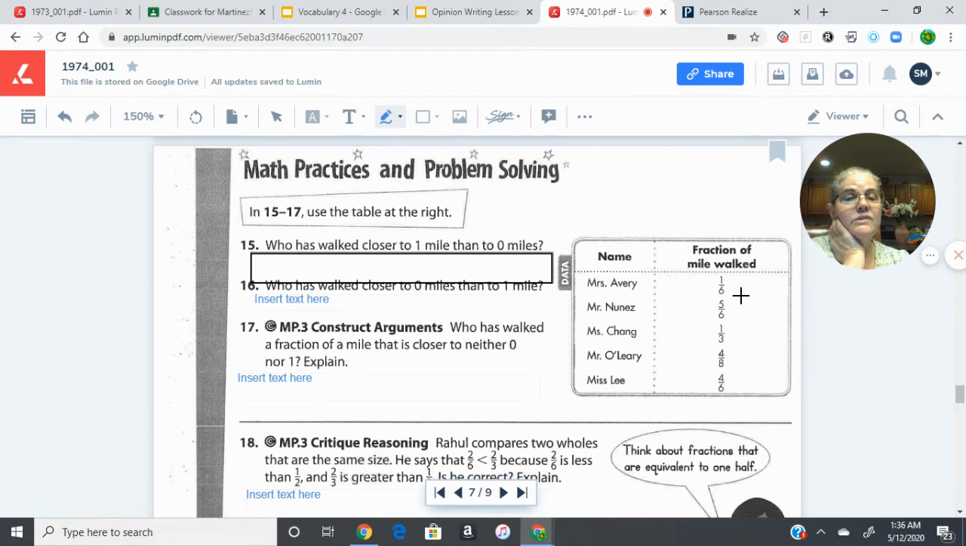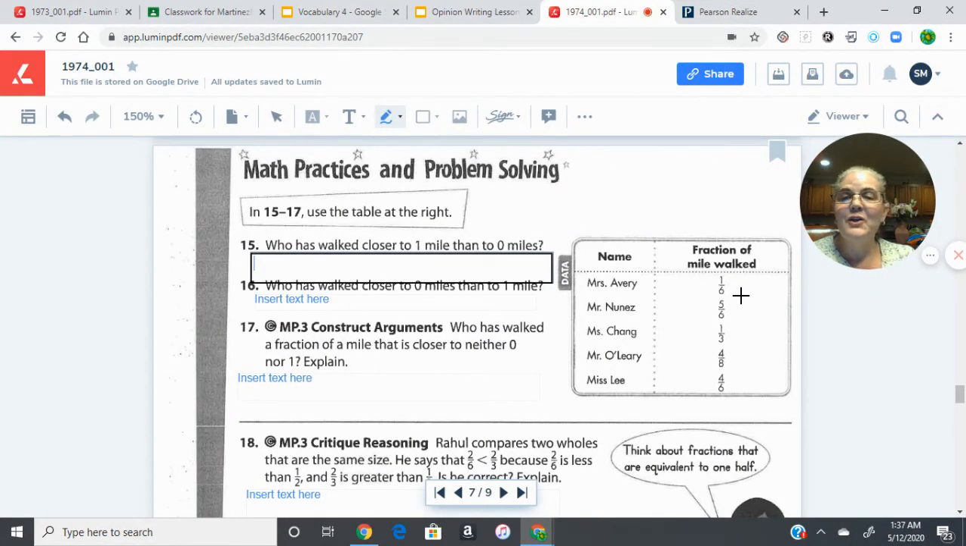Ms. Chang is 1/3, so instead she broke her line up into 3. And then Mr. O'Leary, 4/8 is how far? So is that compared to from between 0 and 1? How far away is that? And Miss Lee, 4/6 of the way. All right. Without giving away too many things there.